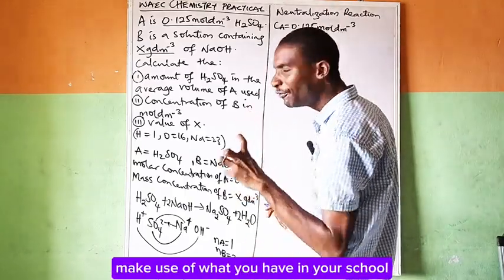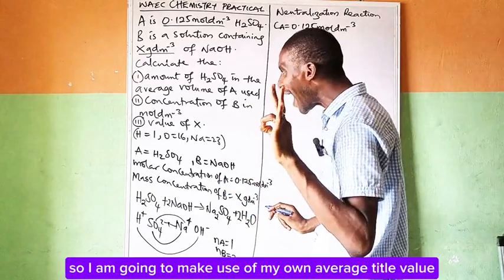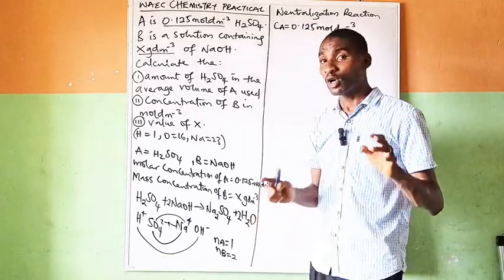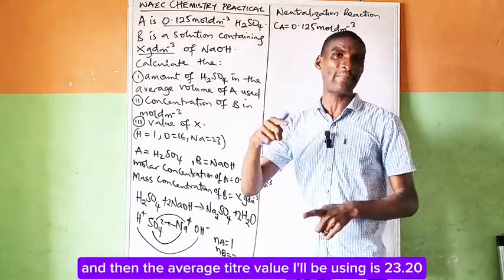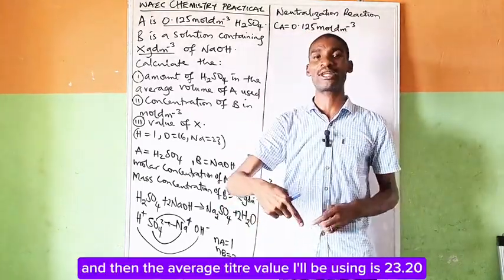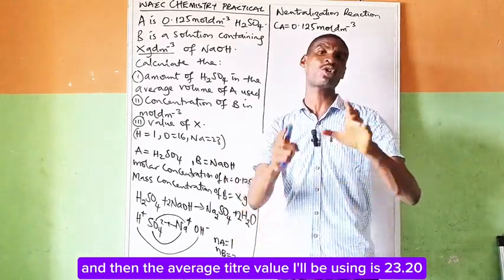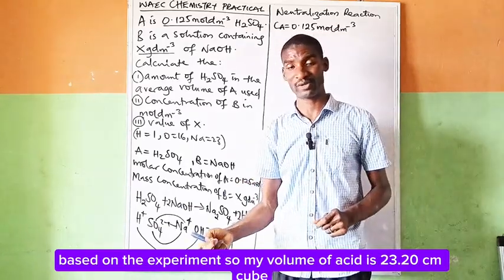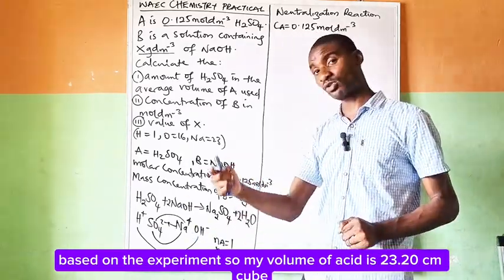Then the volume of acid used, which is going to be our average titer value, which I said earlier is going to be dependent on the practical that you carried out in your school. So don't go and cram one average titer value online and just go and use it. Okay, make use of what you have in your school.